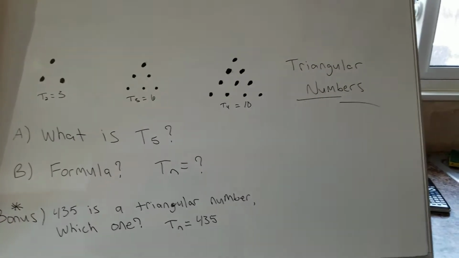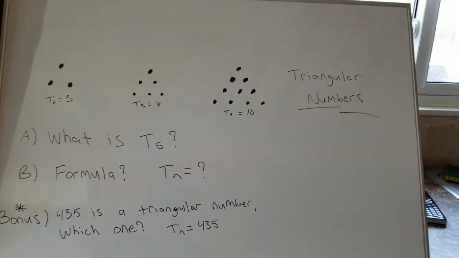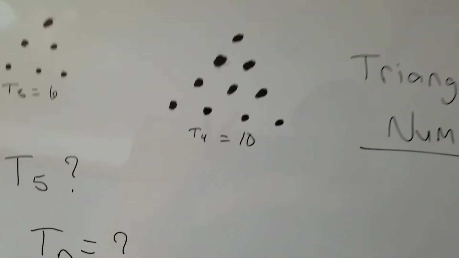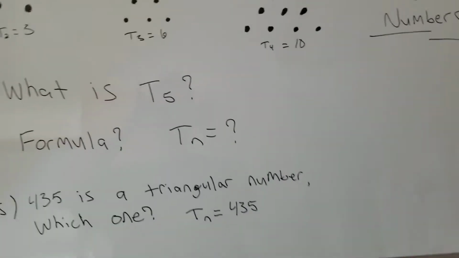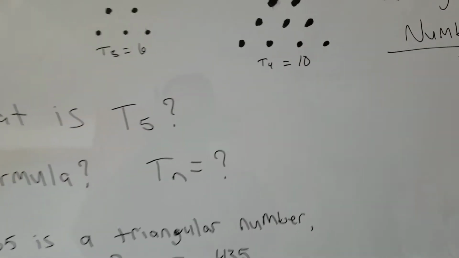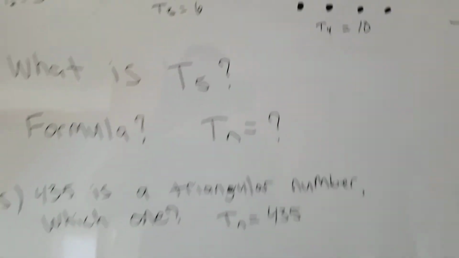All right, so as promised, here's the solution, or sort of what I was looking for. Starting with A, as I mentioned in the last video, if you wanted to get the answer, you could simply create a triangle with a base of 5 dots and build up from there.